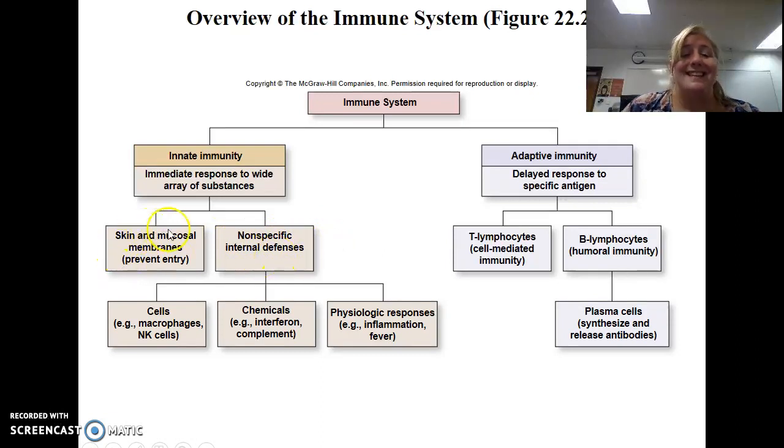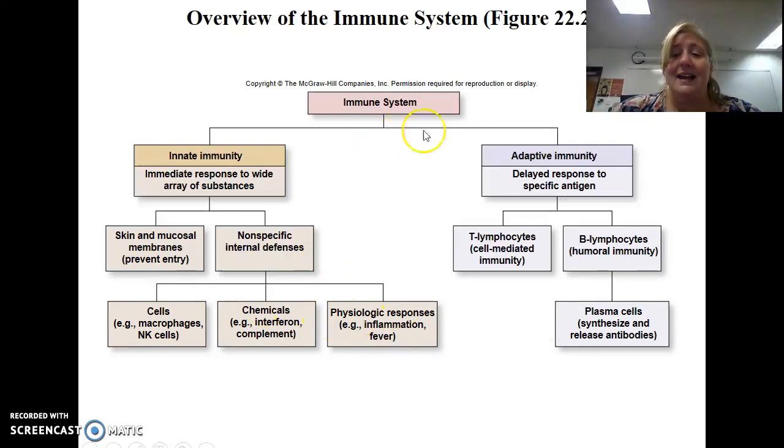So once the first line of defense is breached, then the second line of defense is going to come into play. And so these are the different white blood cells like your neutrophils, eosinophils, basophils, your macrophages, your natural killer cells are all going to be part of this defense. Different chemicals, different cytokines that your cells give off that activate other activities like inflammatory responses or fever, things like that.